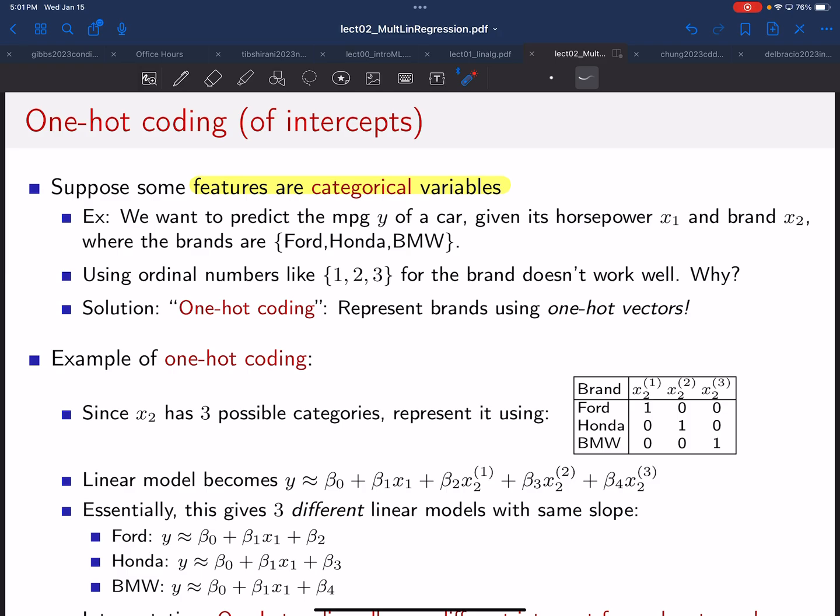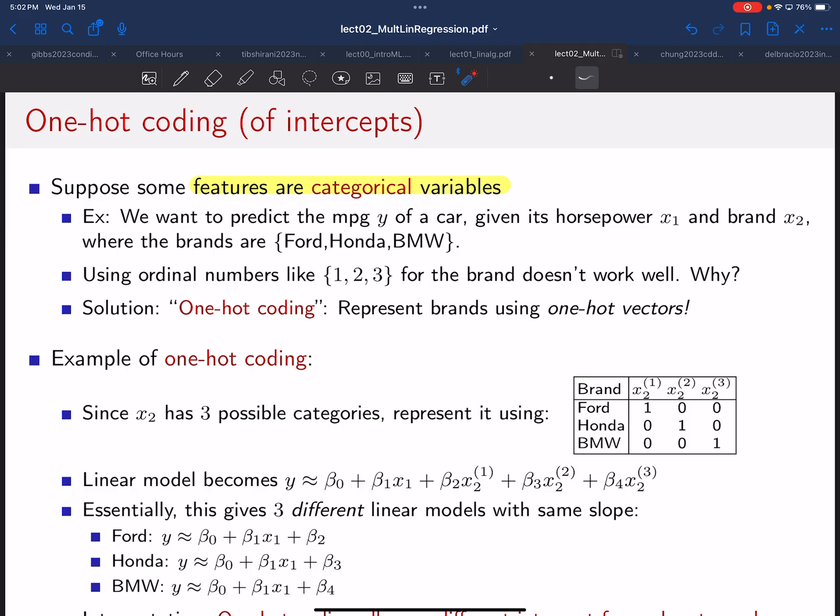So the question could be, well, can I just assign them integers like 1, 2, 3? What do you think? Is that going to work well? If in my data set, wherever I see a Ford, I replace that with a 1, Honda 2, BMW 3, and then I do my prediction of miles per gallon, what do you think? Is that going to be good, or if not, why not?